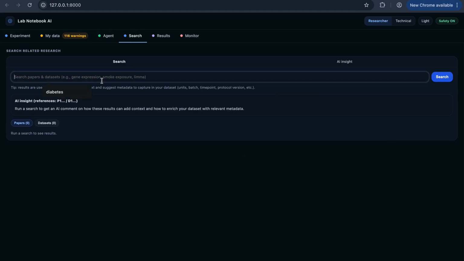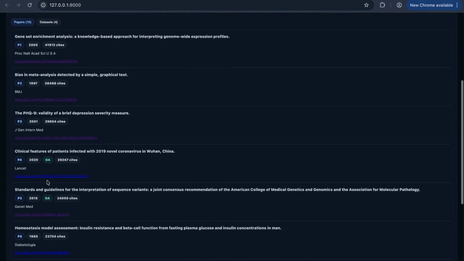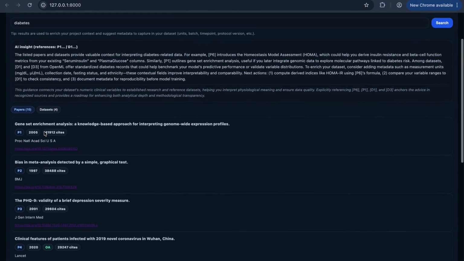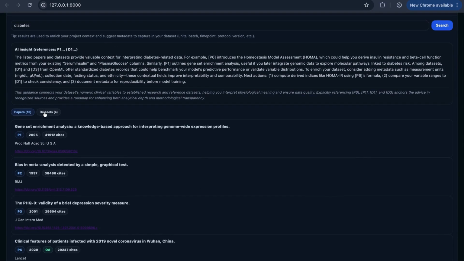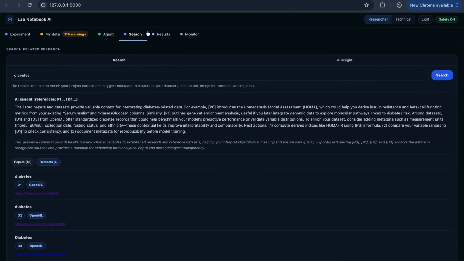Also, we can look at search, so we can look for keywords, and it can give us insight from the AI. It can recommend, for example, a similar paper on gene set enrichment analysis, useful if you later integrate genomic data to explore molecular pathways. So this recommends datasets and papers. In this case, we have 10 papers that we can look at to include in our research, and we can also include some datasets that we can use in our training.